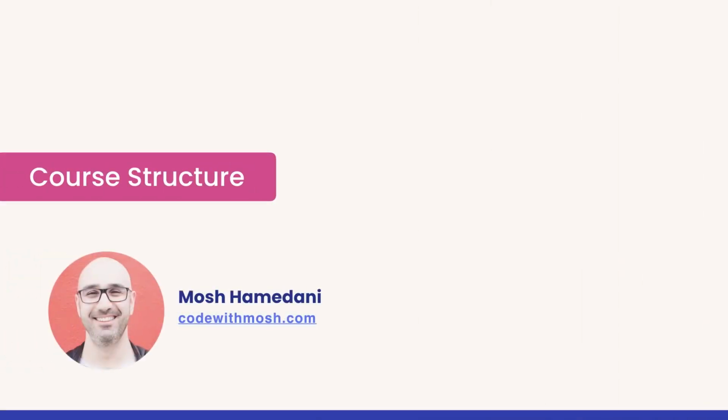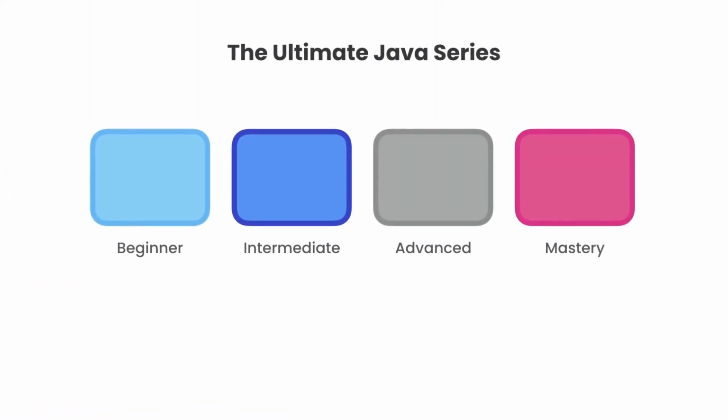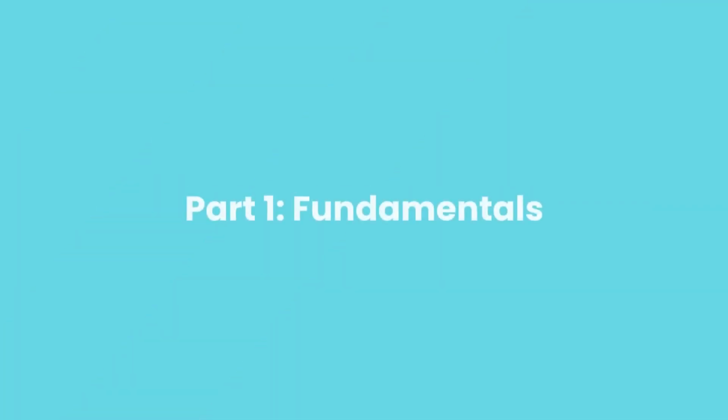Now, let me give you a quick overview of how I've structured this course so you can get the most out of it. This course is the first part of my complete 4-part Java series. Each part is about 3 to 4 hours long, so you can easily complete it in a day or 2. In the first part, which is what you're watching, you're going to learn the fundamentals of programming with Java.